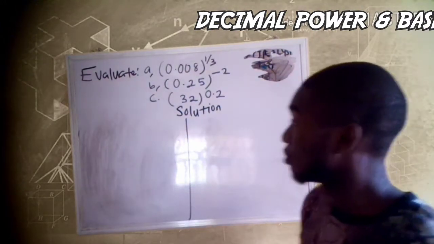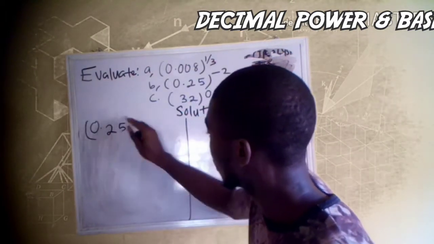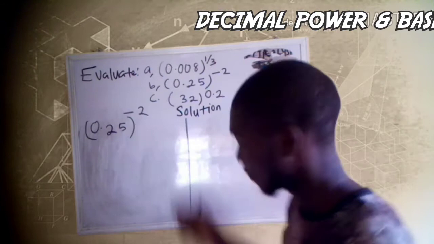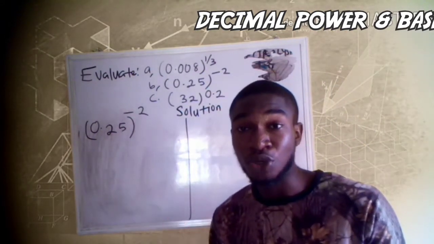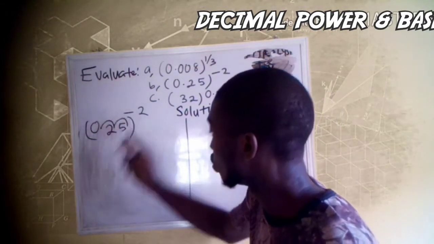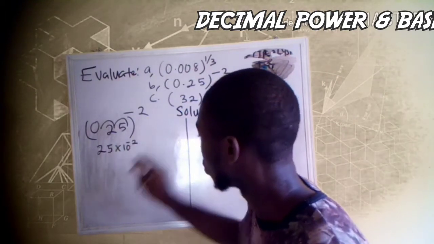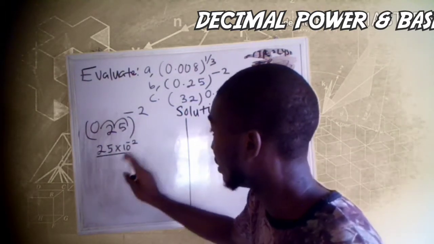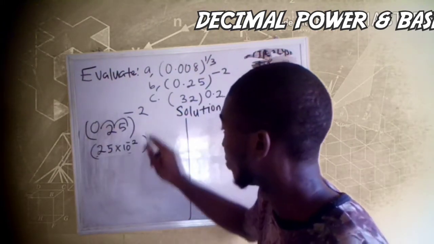So the second one now, B, is 0.25 to the power of minus 2. In this case, we still convert the decimal to a fraction by applying the standard form. So we move 1, 2. This will give us 25 times 10 to the power of minus 2. Let's just stop here. Then all to the power of minus 2.